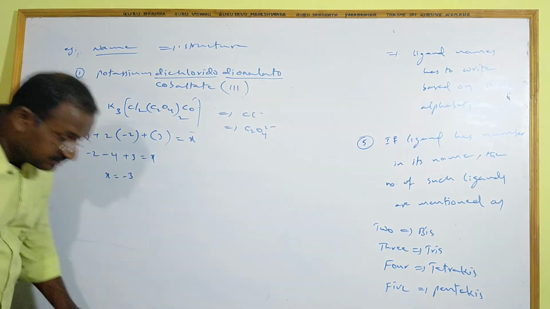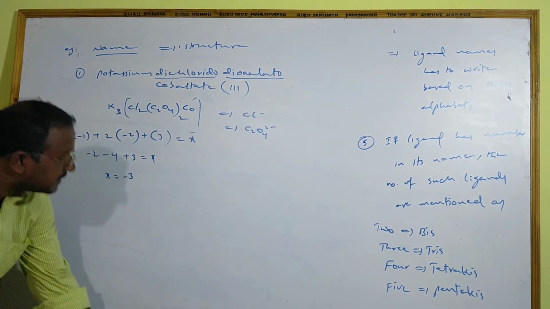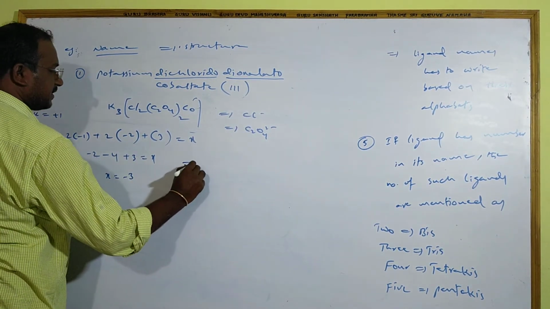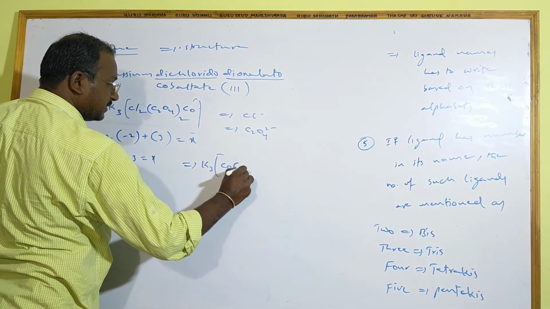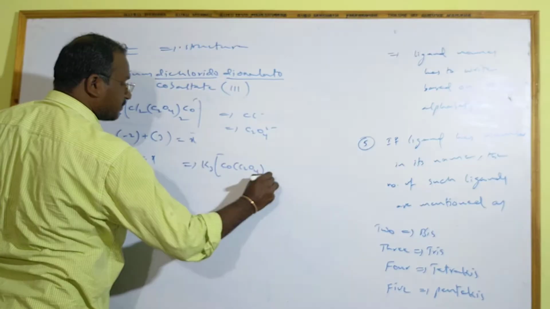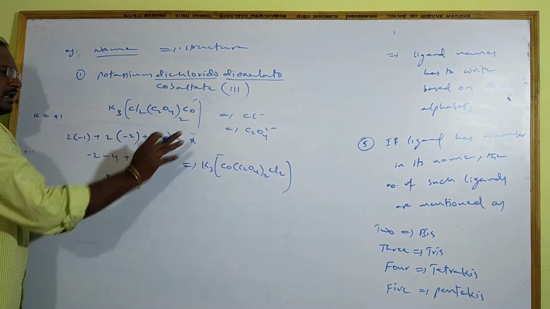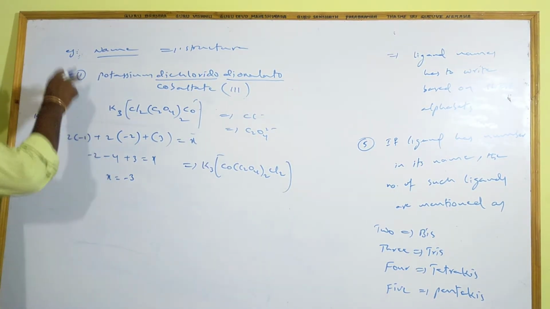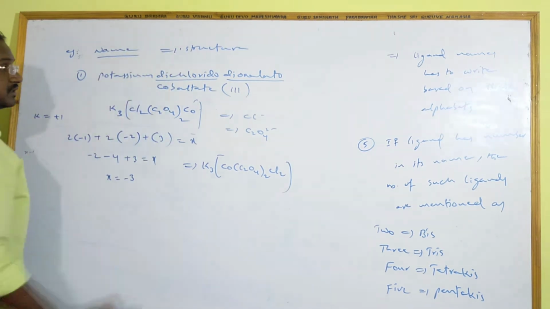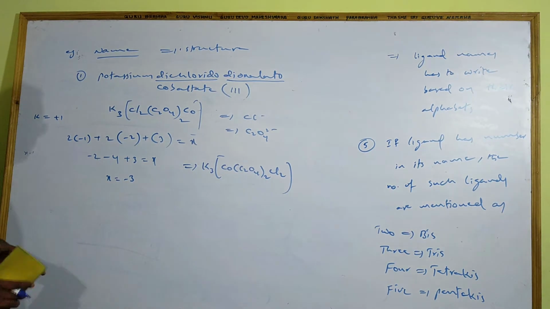This is the complex. Let me check the count. Yes, K3, Co, C2O4 taken twice, Cl2. If I write the correct structure for that, K3, the options you will mention like this, C2O4 taken twice, Cl2. This is the correct structure. You can write like this also. So if the name is given, you have to write the structure. Let me try one more structure. This is one example I wrote. Let me write a second example.